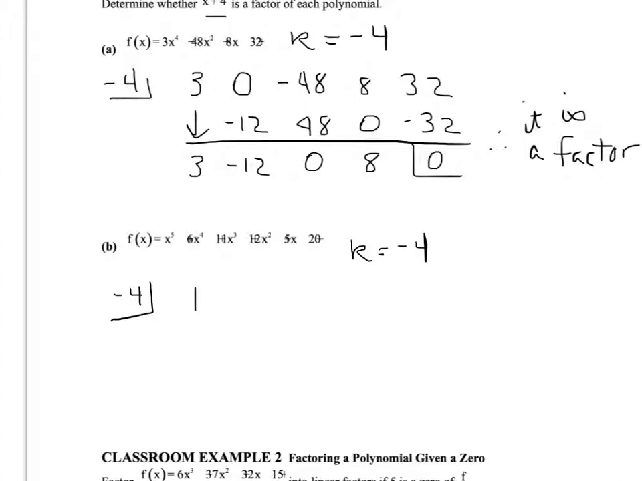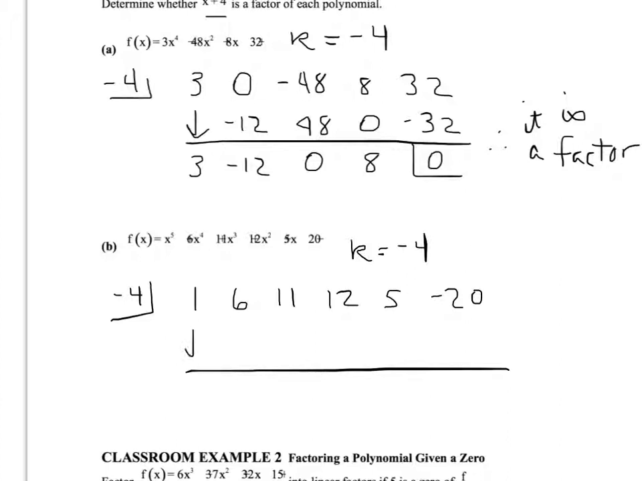I do have an x to the fourth term. It is a positive 6x to the fourth. So 6 is the next coefficient. I do have an x to the third term. The coefficient is positive 11. So that goes in the next spot. My x squared term has a coefficient of positive 12. My x term has a coefficient of positive 5, and my constant is negative 20. Okay, no missing terms in this one.